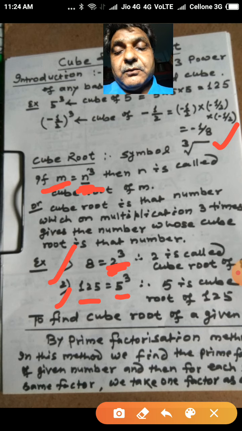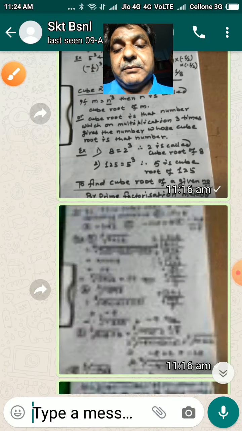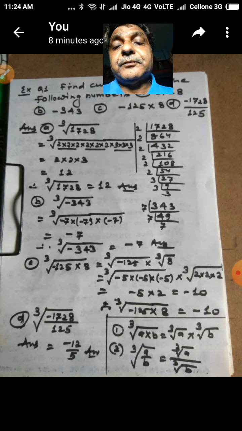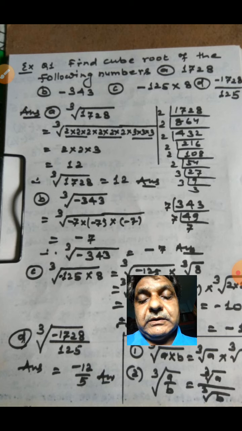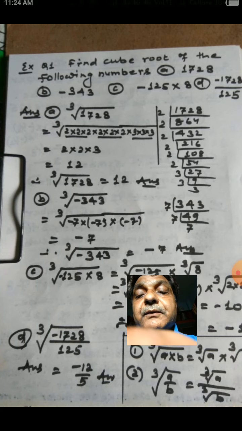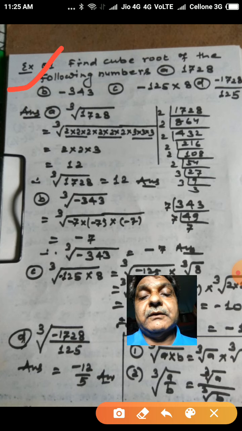Say we just take one example of a bigger number. Say here we have taken some examples. You see, the question is: find the cube root of the following numbers. The first one is 1728, another is the negative number -343, the third one is -125 into 8, and the fourth one is -1728 by 125. So these are 4 different examples we have taken to understand how we can find the cube root.